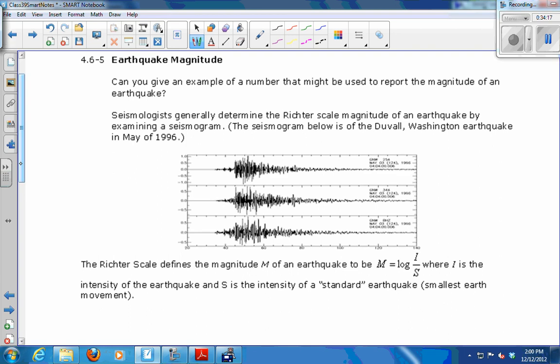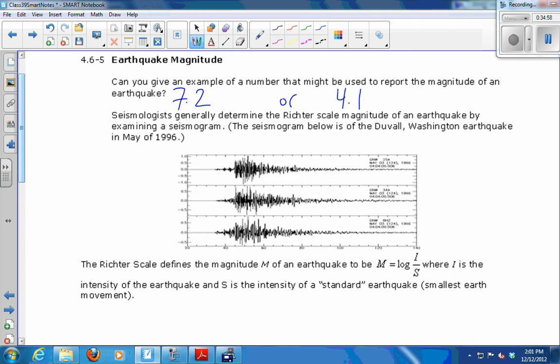So the first log scale we're going to look at is the earthquake magnitude scale, the Richter scale. What's an example of a number that might be used to report the magnitude of an earthquake? 7.2. Yep. You might hear 7.2 on the Richter scale. Or you might hear 4.1, something like that. That's a little one. 7.2 would be a big one, though, right? But the difference between those numbers doesn't seem that big. They're all off by less than 3. You're not the one standing under the building.